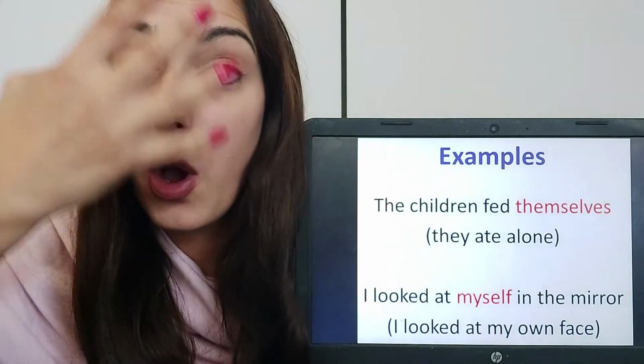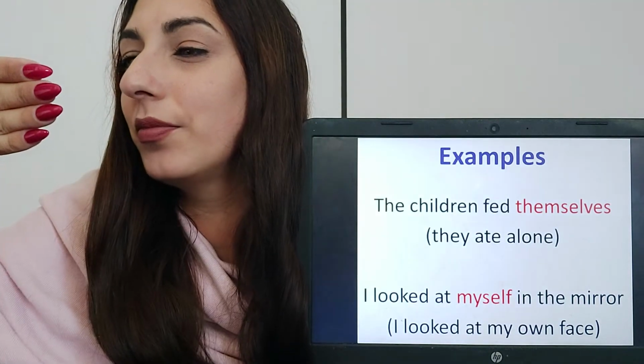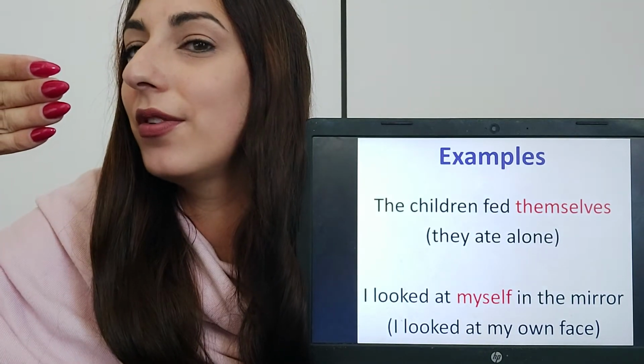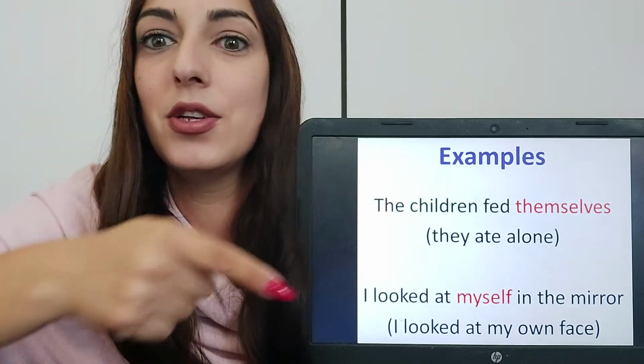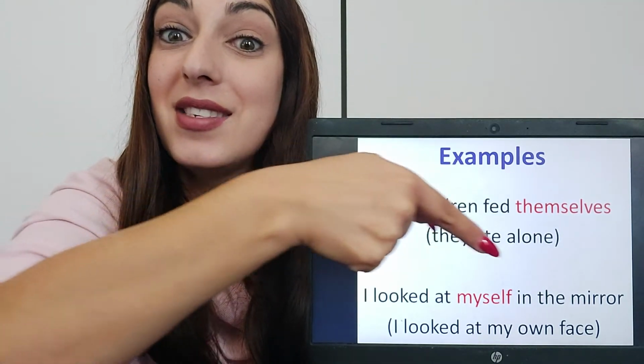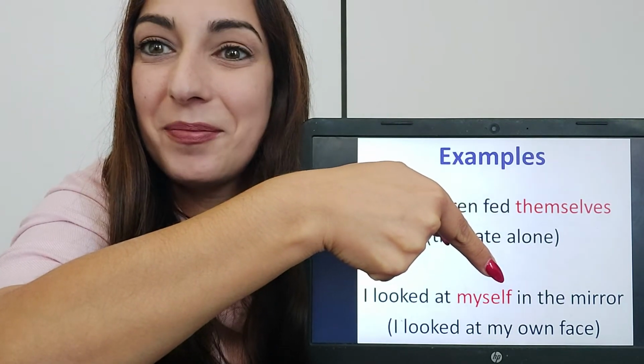I looked at myself in the mirror. So I looked at my own face. So I have a mirror here. And I said, I'm looking at myself. I'm not looking at you. I'm looking at my face. So the subject, which is I, is the same as myself, which is the object.